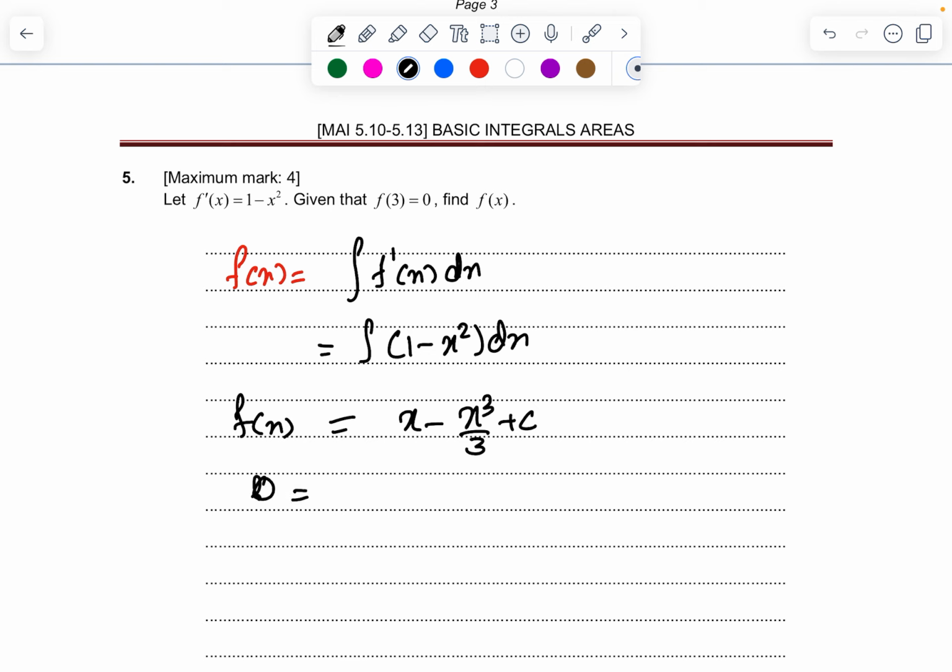Now 0 equals 3 minus 3 cubed by 3 plus c. So this gives me c equals 6. So what is f of x? f of x will be equal to x minus x cubed by 3 plus 6.